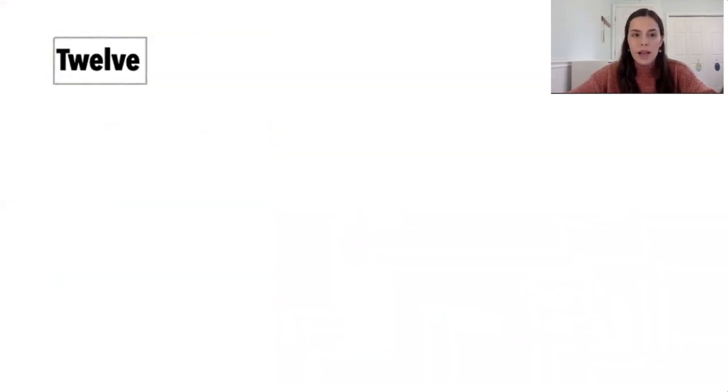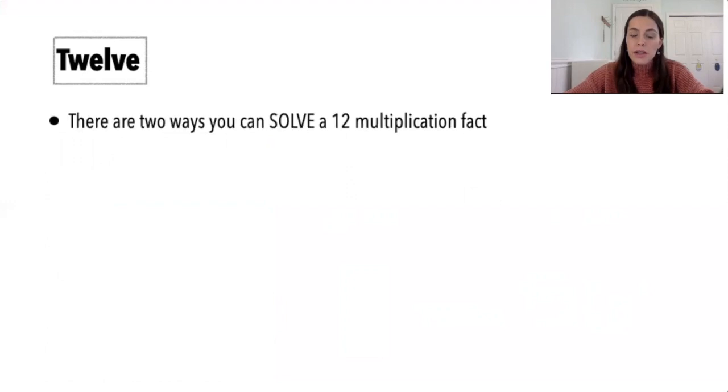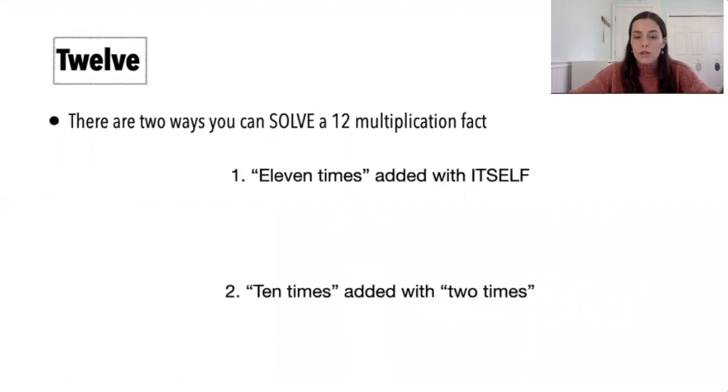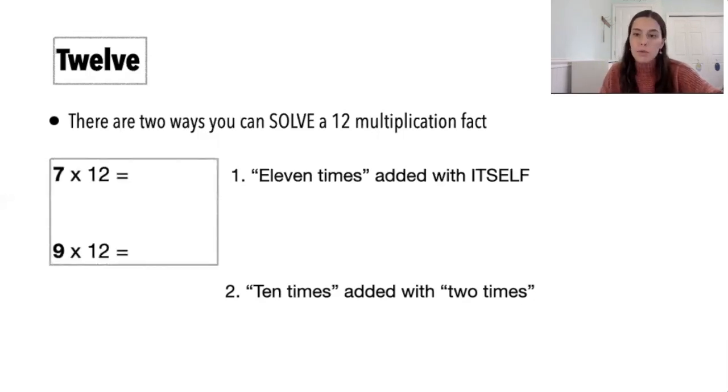Lastly, we have 12s. So there are two ways that you can solve a 12 multiplication fact. The first one is you do 11 times and then you add it with itself. And then the second one is you do 10 times and add it with 2 times. These might not make a lot of sense right now, but we're going to do an example together. We have 7 times 12 and 9 times 12.